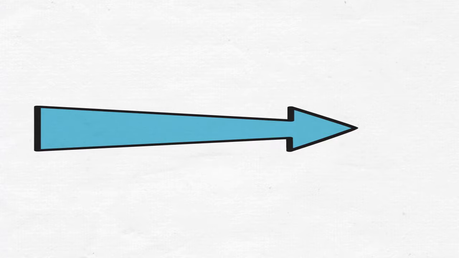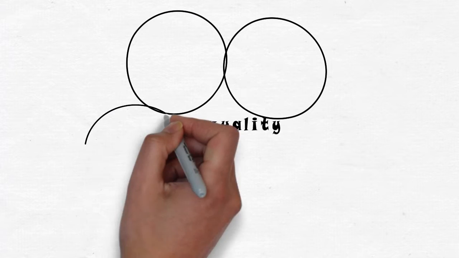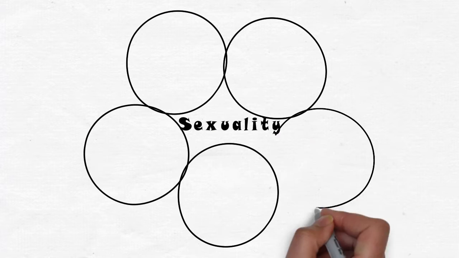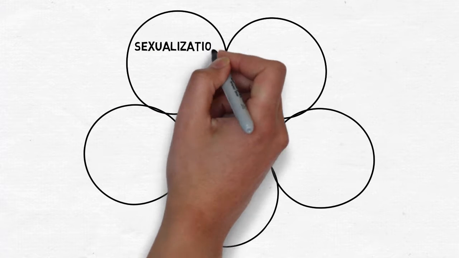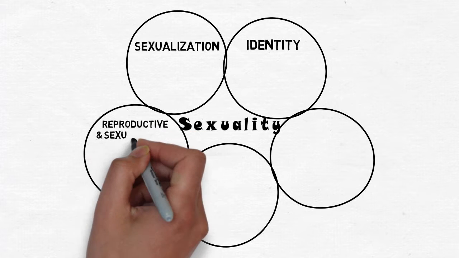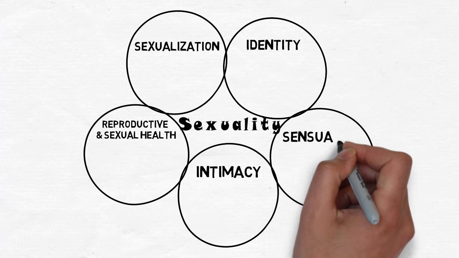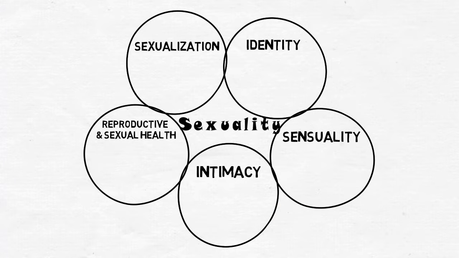One way to look at sexuality is to consider the circles of sexuality model created by Dr. Dennis Daly. This model splits sexuality up into 5 main components: sexualization, sexual identity, reproductive and sexual health, intimacy, and sensuality. These will be primarily framed in the context of female sexuality, though it applies to both men and women. Sexualization details how sex or sexuality is used to manipulate or control others.